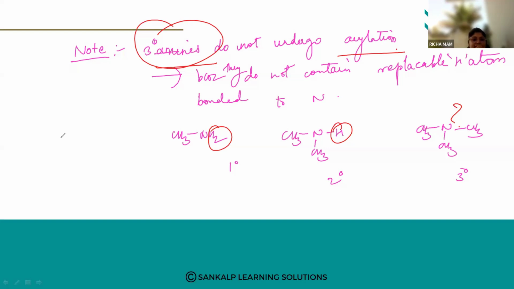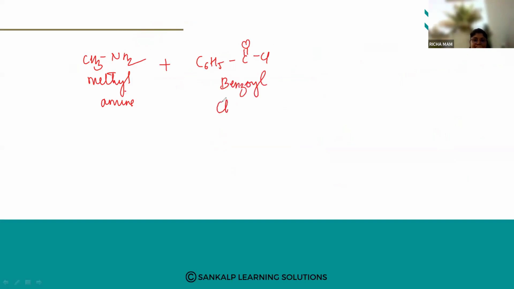Suppose we have methylamine and we are going to react it with C6H5 C double bond O Cl. This is benzoyl chloride, in the presence of pyridine again. Pyridine is our base. What will be the product?